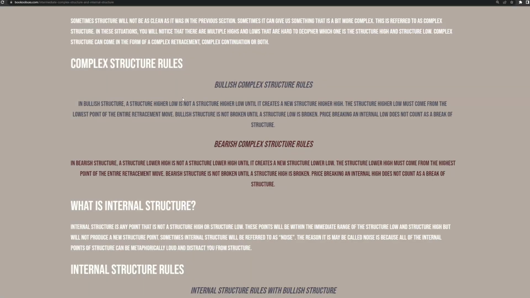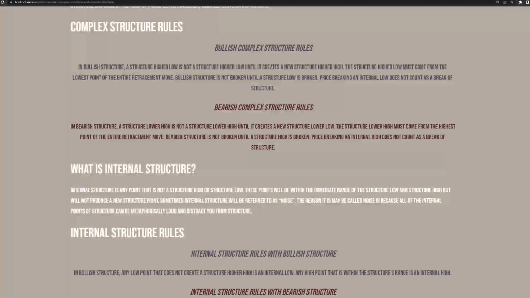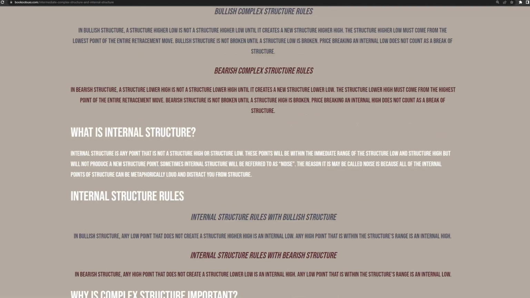And then once again, follow with me. I'll wrap it back around so you guys get the full gist of it. Bearish complex structure rules. Same thing, just the exact opposite, of course. In bearish structure, a structure lower high is not a structure lower high until it creates a new structure lower low. The structure lower high must come from the highest point of the entire retracement move. Bearish structure is not broken until a structure high is broken. Price breaking an internal high does not count as a break of structure.